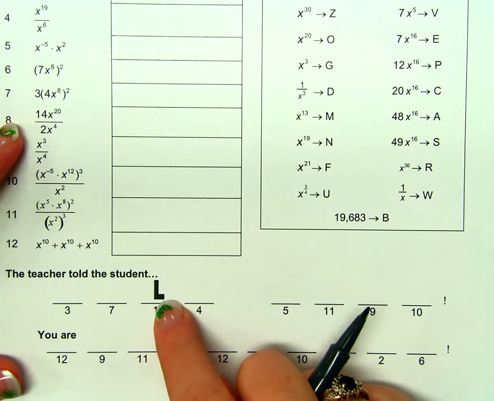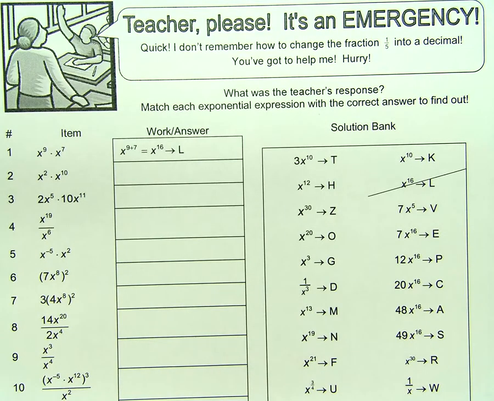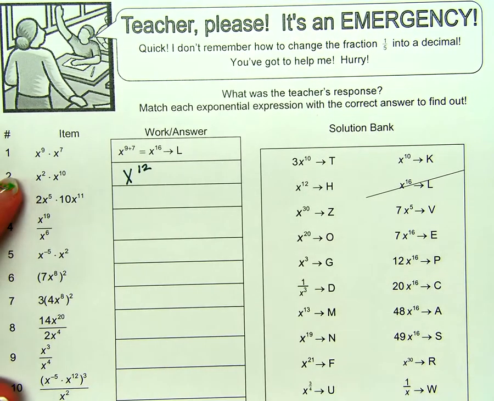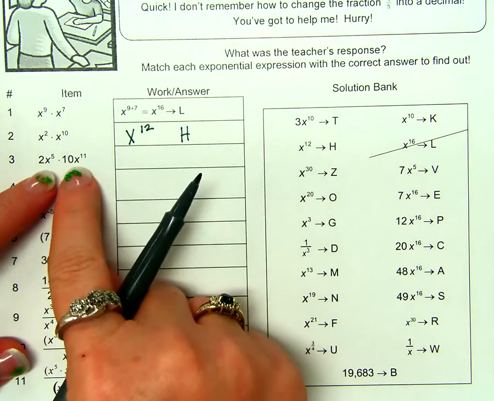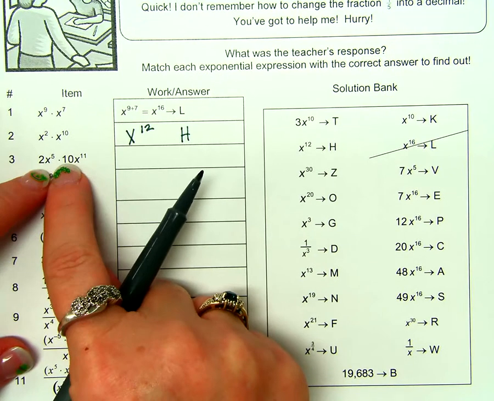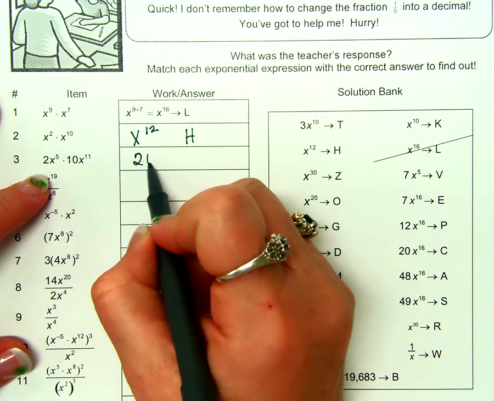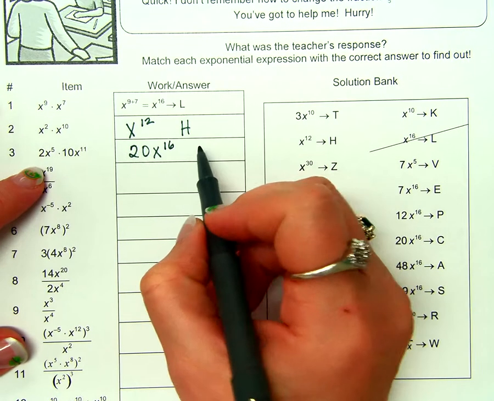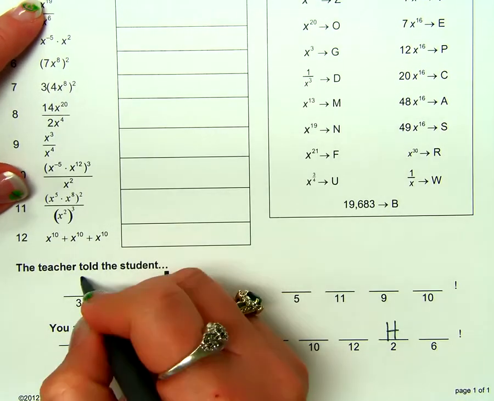So there's an L there. All right, what did you get for number 2? X to the 12th, which is H. So number 2 is H. Multiplying like bases, we add the exponents, but what do we do with the numbers in front? Multiply them. It's a multiplication problem, right? So 20x to the 16th. And what's that? C. So 3 is C.